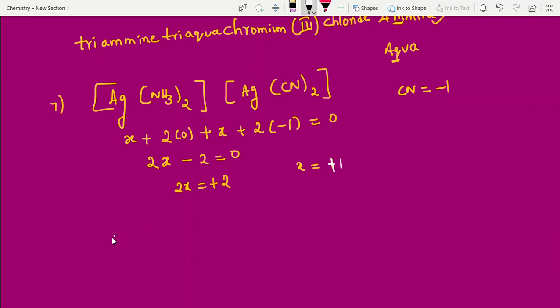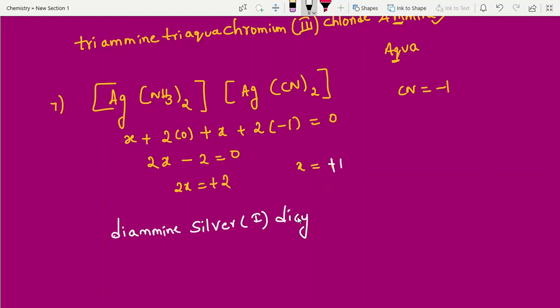Right? First name, diammine. What is this name, students? Diammine. 2 times, no? Yes. What is this normal name? Silver. What is the oxidation state? 1. So each metal atom plus 1. Silver 1.